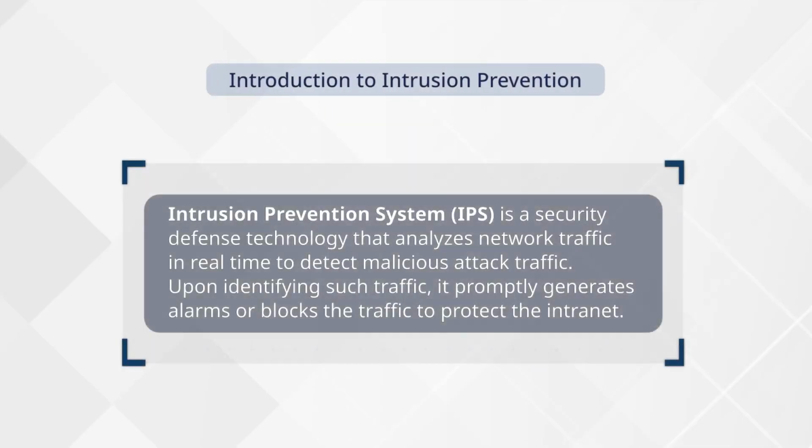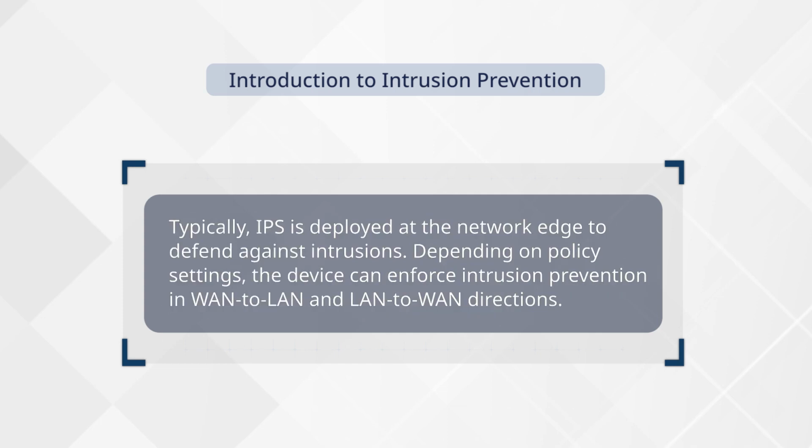Intrusion Prevention System, IPS, is a security defense technology that analyzes network traffic in real time to detect malicious attack traffic. Upon identifying such traffic, it promptly generates alarms or blocks the traffic to protect the intranet. Typically, IPS is deployed at the network edge to defend against intrusions. Depending on policy settings, the device can enforce intrusion prevention in WAN-to-LAN and LAN-to-WAN directions.